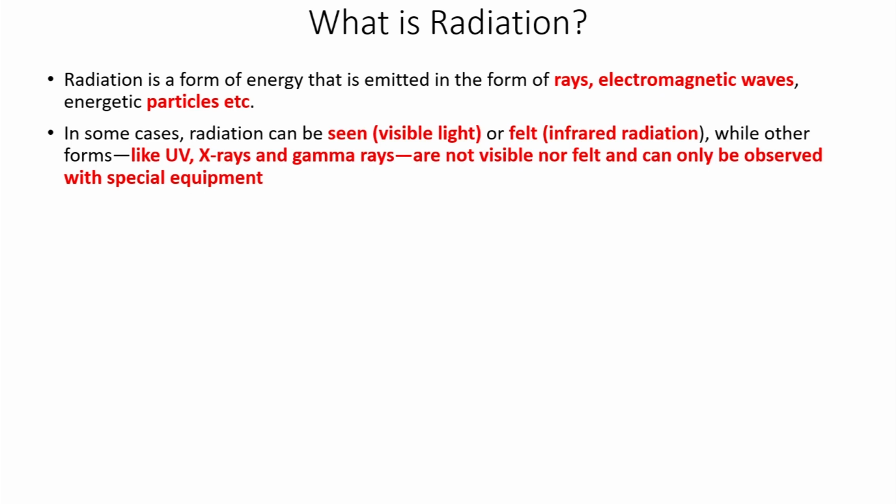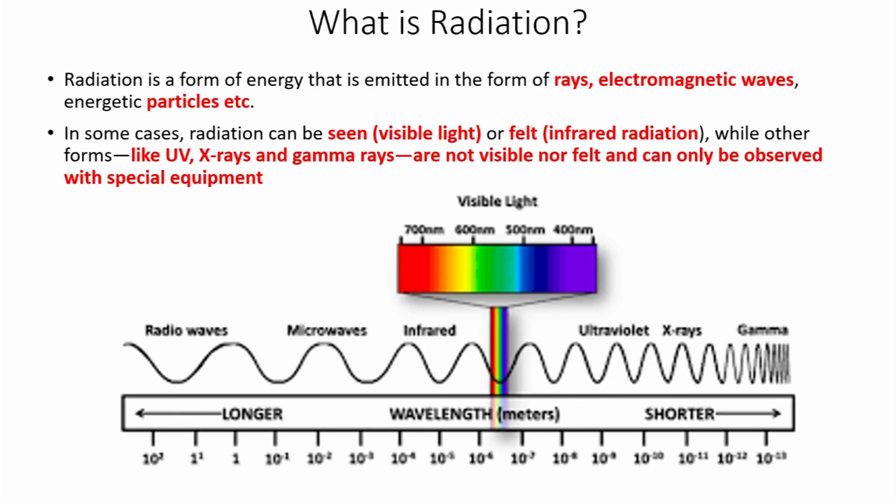In some cases the radiation can be seen, that is the visible light. Light you can see by the reflection from the particles or from the object, so the image is formed in our retina. But we cannot see the infrared radiation; we can feel it because it is a thermal radiation. Radiation like UV, X-rays or gamma rays are neither visible nor felt, and those can be observed with special equipment.